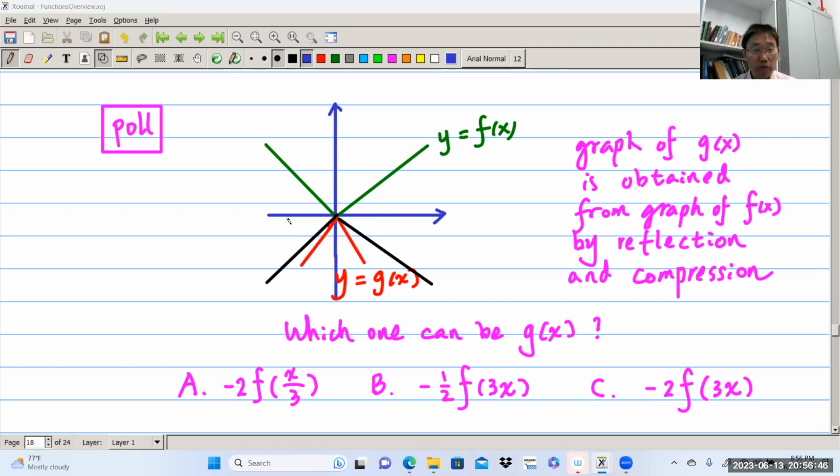So first of all, you need to do a reflection, right? To reflect about which axis? About the x-axis, obviously. You get the black guy. After you get the black guy, then you need to do a compression. So what kind of compression do you need to do? You need to do both vertical and horizontal. Why? Can you see that? Because this red shape actually is shorter in the y direction than the black guy, and in the x direction it's narrower than the black guy. Okay, so what can you say now?